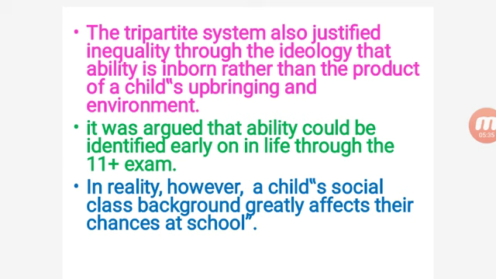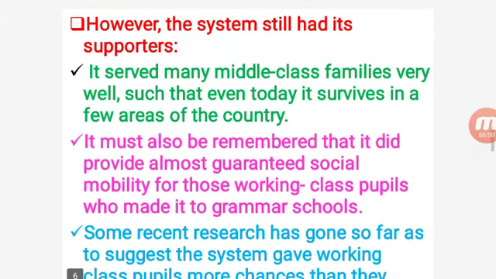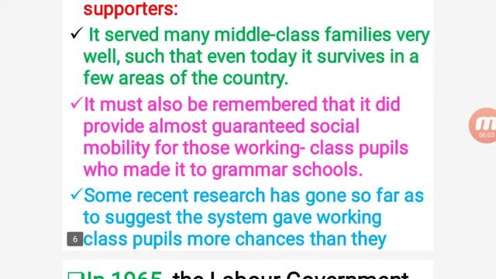It was argued that ability could be identified early on in life through the 11 plus exam. In reality, however, a child's social class background greatly affects their chances at school. Working class or the majority of the middle class could not get admission at that time in these schools. However, the system still had supporting points. What are the supporting points for this one? The first supporting point was that it served many middle class families very well, such that even today it survives in a few areas of the country.